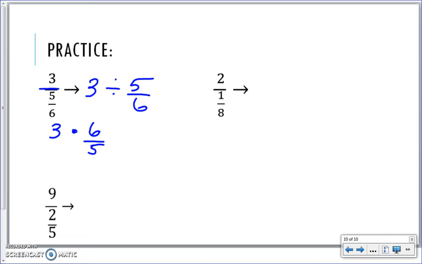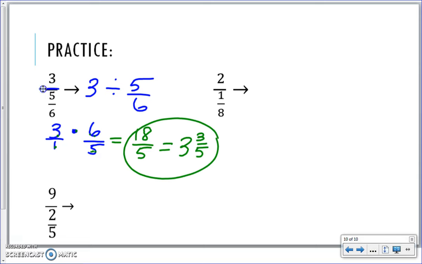Now this could be confusing because I don't see anything underneath this 3. So if I don't like to see that 3 all naked by himself, you want a denominator on him, you could put him over 1, because 3 divided by 1 is still 3. Now I'm going to look to reduce, cross reduce. Again, there's nothing in this case, so I can just multiply straight across. 3 times 6 is 18, and 1 times 5 is 5. You could change that into 3 3/5 if you would like, but 18/5 is fine with me.